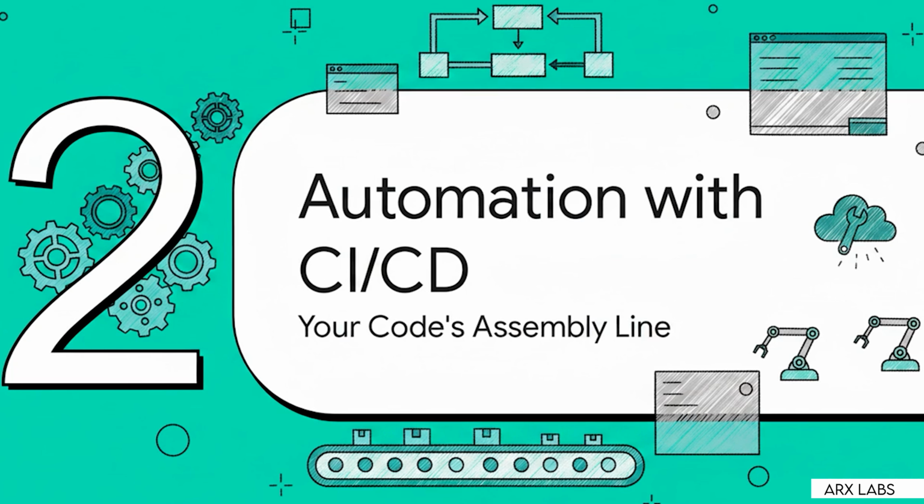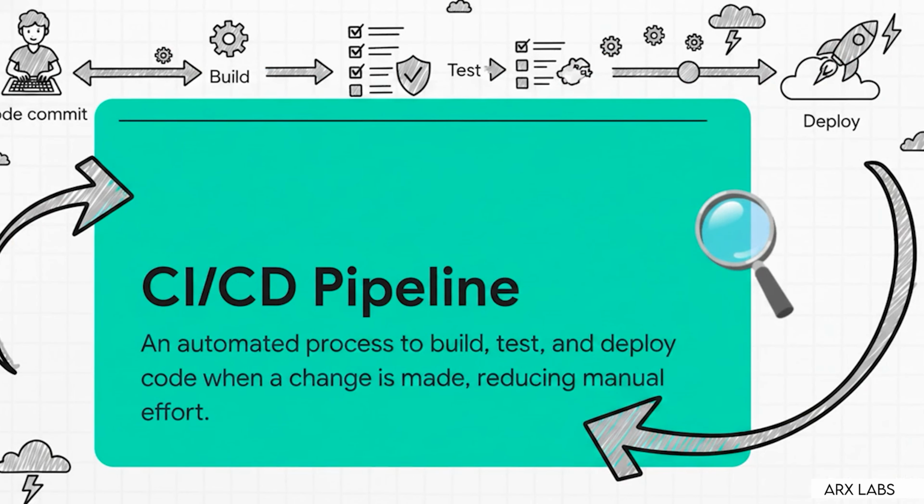So, okay, how do we get out of this mess? Well, we build an assembly line, a production line, but for our code. And that brings us to automation with CI/CD. So what is a CI/CD pipeline? It's exactly what it sounds like, an automated process. Just think about it. Every time you push a change to your code, a whole series of steps just happens. It builds everything, it runs all your tests to make sure you didn't break anything, and then it deploys it. And the most important part, it does the exact same thing perfectly, every single time. No more, oops, I forgot that step.